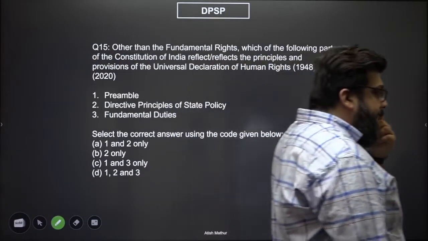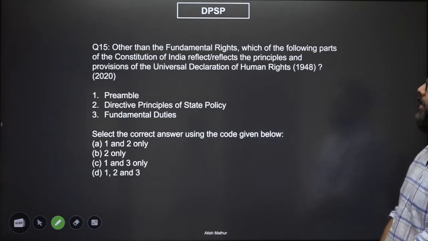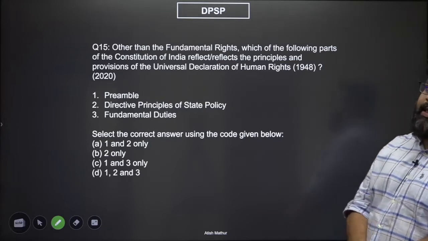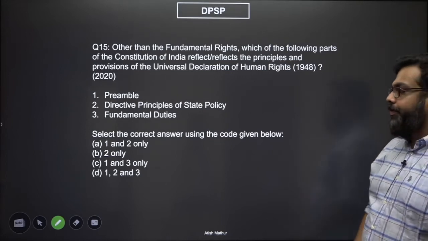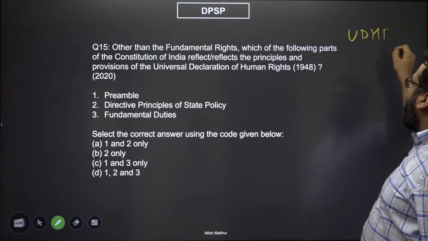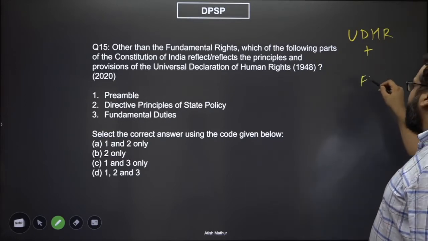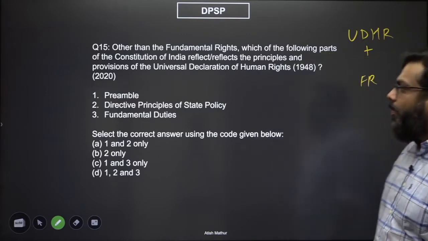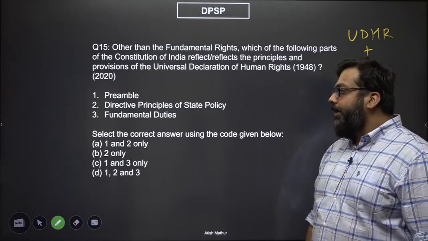Other than the fundamental rights, which parts of the Constitution of India reflects the principles and provisions of the Universal Declaration of Rights, 1948? It's a 2020 question. So the question is, Universal Declaration of Rights obviously will have some reflection in India. Of course, our fundamental rights should be inspired from the Universal Declaration of Human Rights. What else should be? Preamble, directive principles, and fundamental duties.